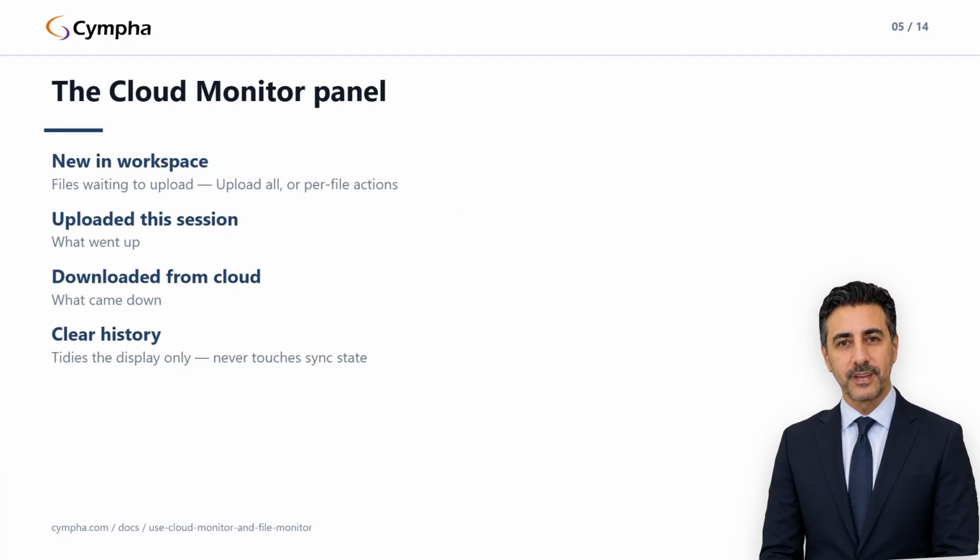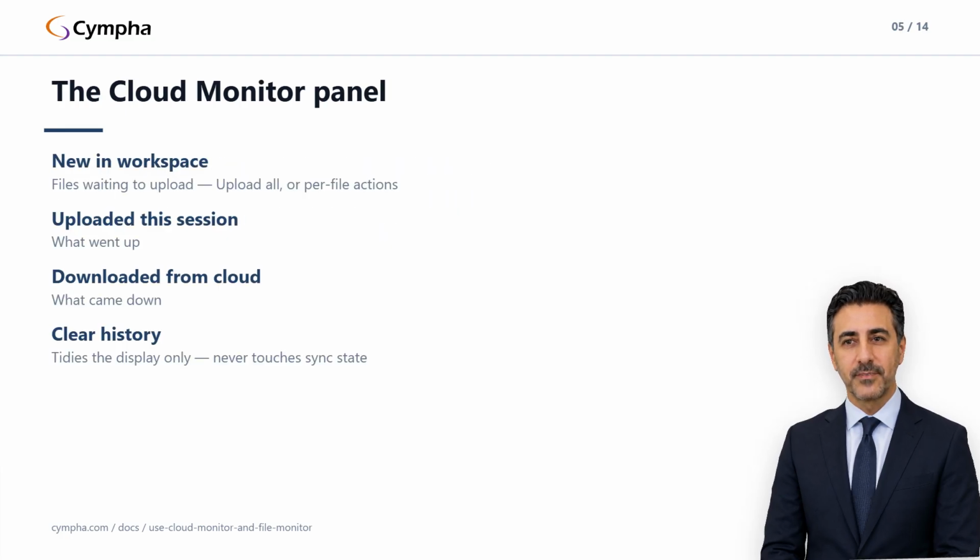One more habit the panel teaches. Activity from a single poll is batched into one tray toast titled Cympha Cloud Activity. Say, 3 files downloaded, 1 uploaded, rather than a storm of notifications. Four rules govern the upload side, and they're all deliberate.